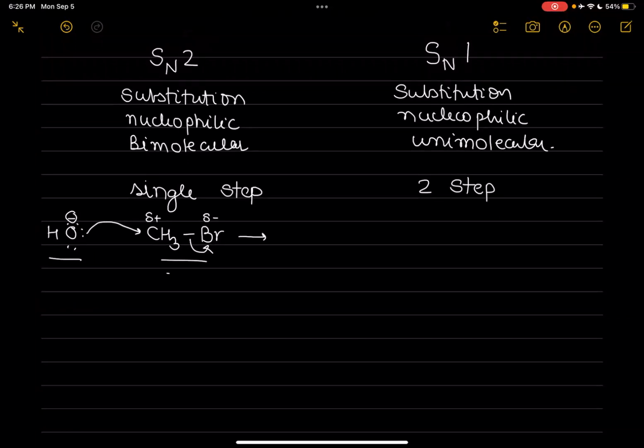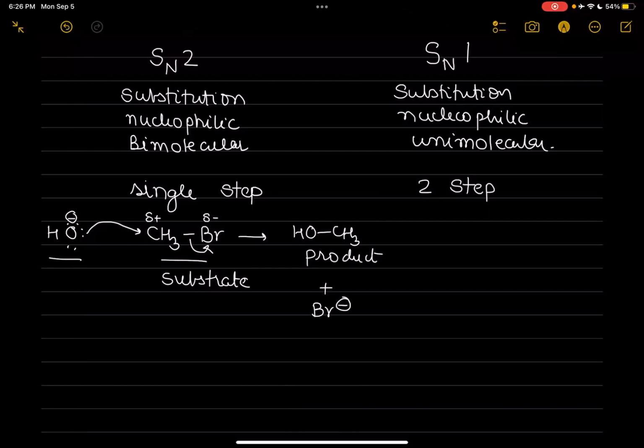Another one is known as the substrate. Substrate is the thing on which the nucleophile attacks. Okay, so what we get, and Br will come out. Br is a leaving group. This is the product, and Br minus will be the leaving group. Okay, this is how the reaction happens.